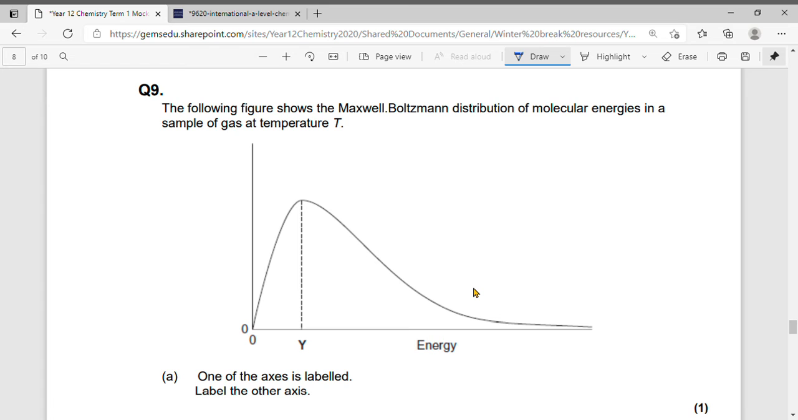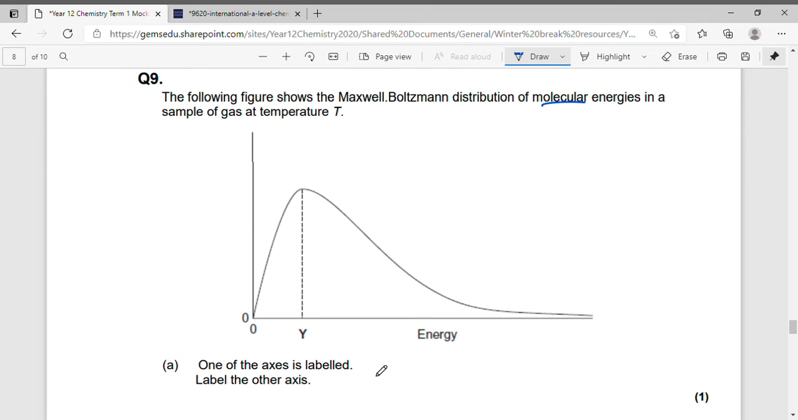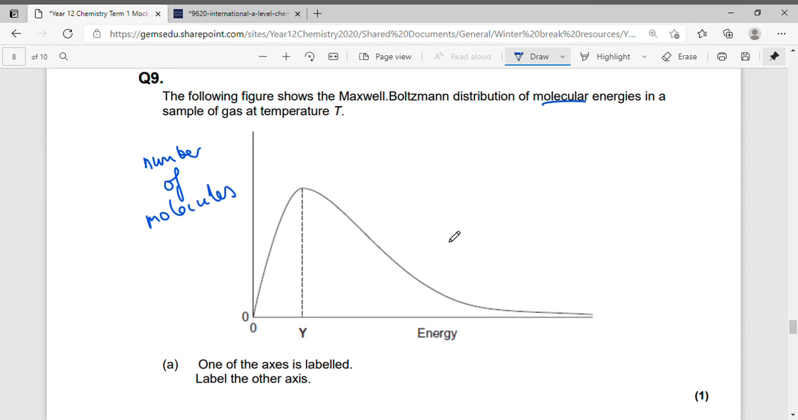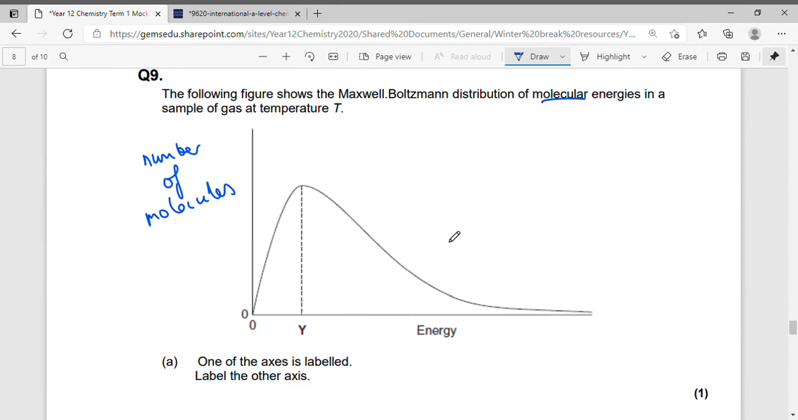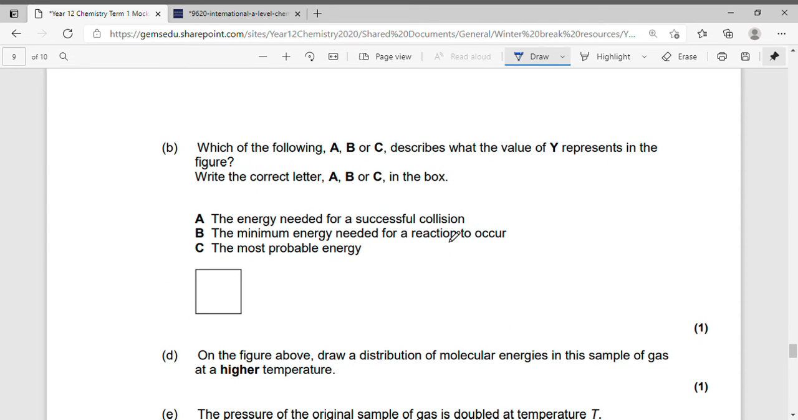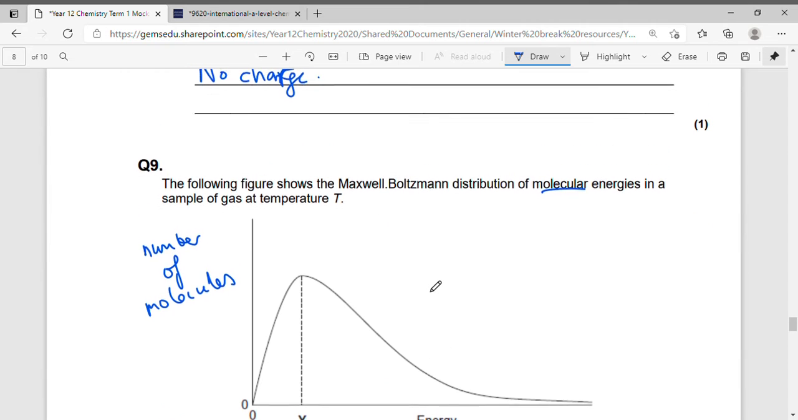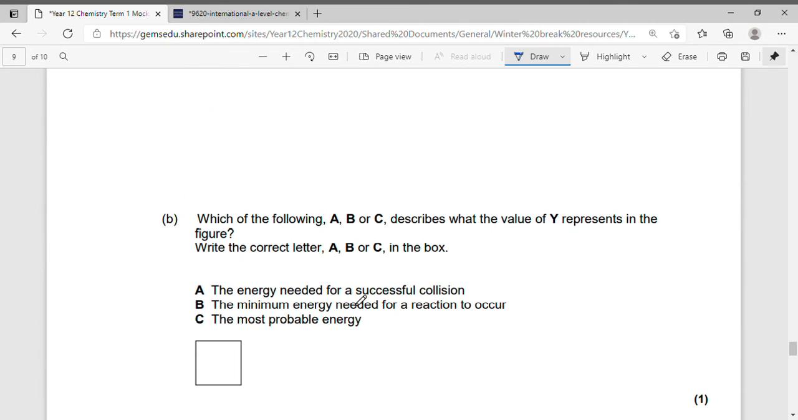The following figure shows the Maxwell-Boltzmann distribution of molecular energies in the sample of gas at temperature T. One of the axes is labeled number of molecules. Which of the following, A, B, or C, describes what the value Y represents in the figure? Most probable energy. That is the most probable energy X. C.